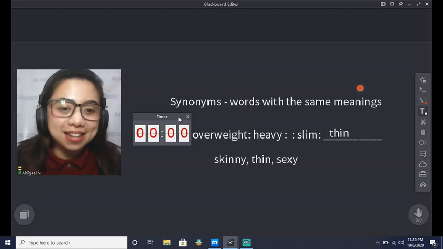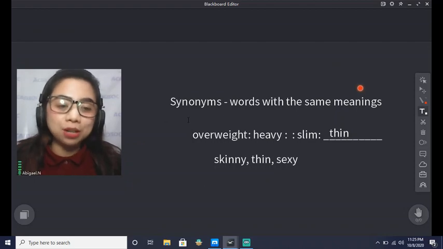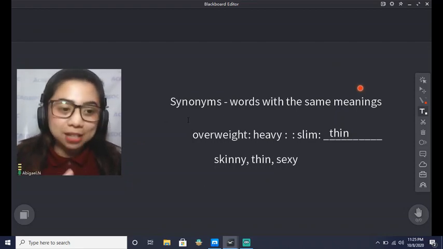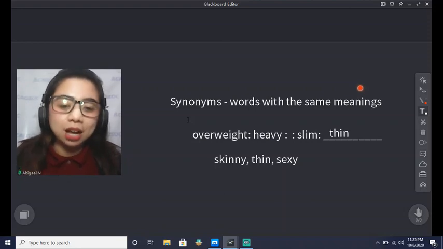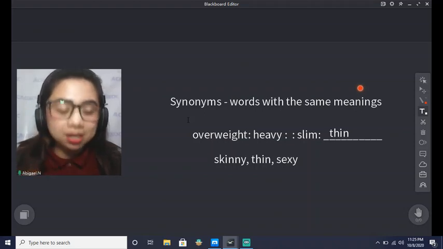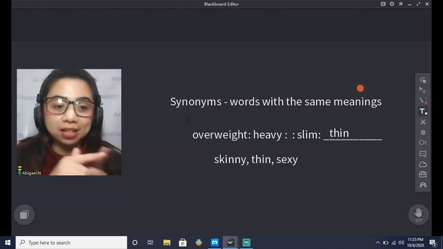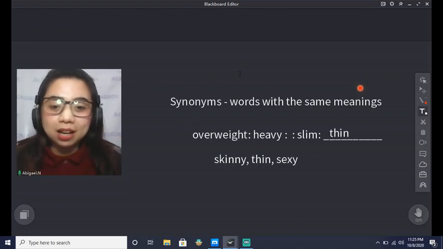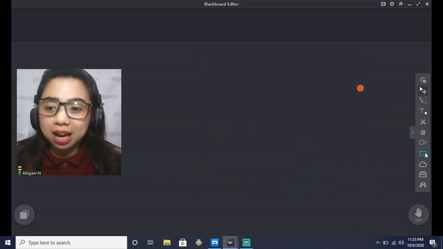Okay, yes, okay. So timer stops there. So now we're going to move. I know that your example is correct. So just remember that in order for you to make a synonym analogy, the pair of words should share the same meaning to each other, just like this example. Okay. So let's continue on the next type.